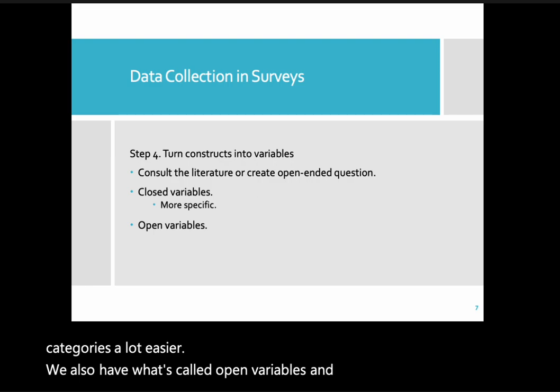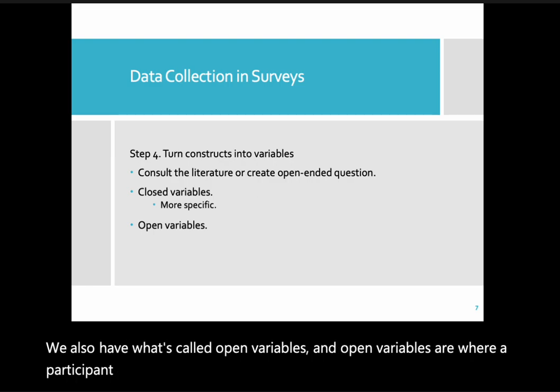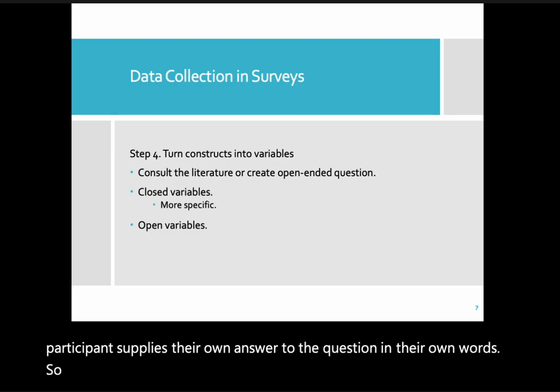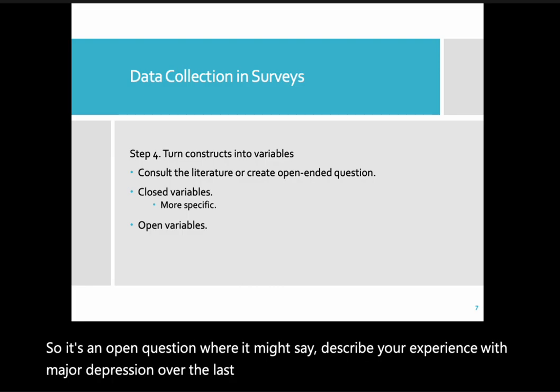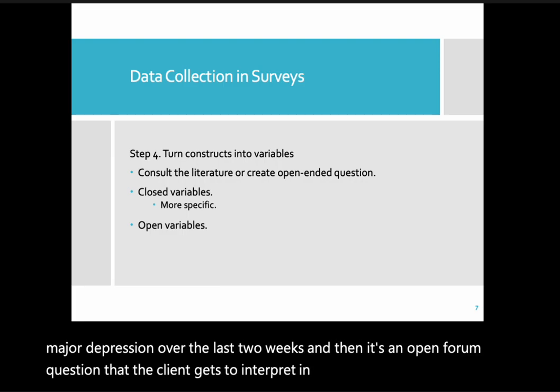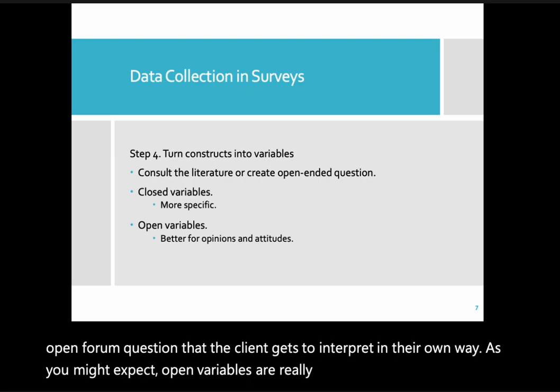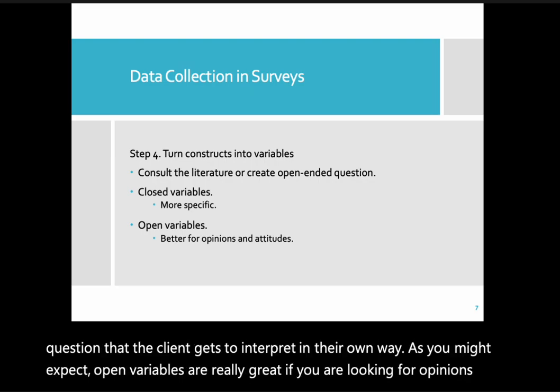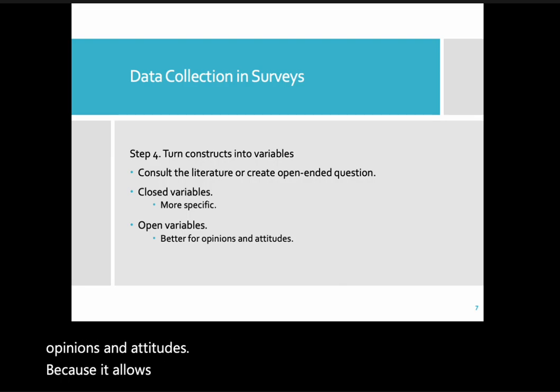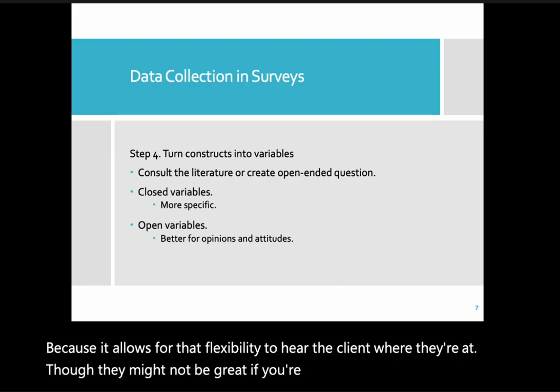And open variables are where a participant supplies their own answer to the question in their own words. So it's an open question where it might say, describe your experience with major depression over the last 2 weeks. And then it's an open form question that the client gets to interpret in their own way. As you might expect, open variables are really great if you are looking for opinions and attitudes because it allows for that flexibility to hear the client where they're at, though they might not be great if you're looking for specificity because open-ended variables are not very specific.